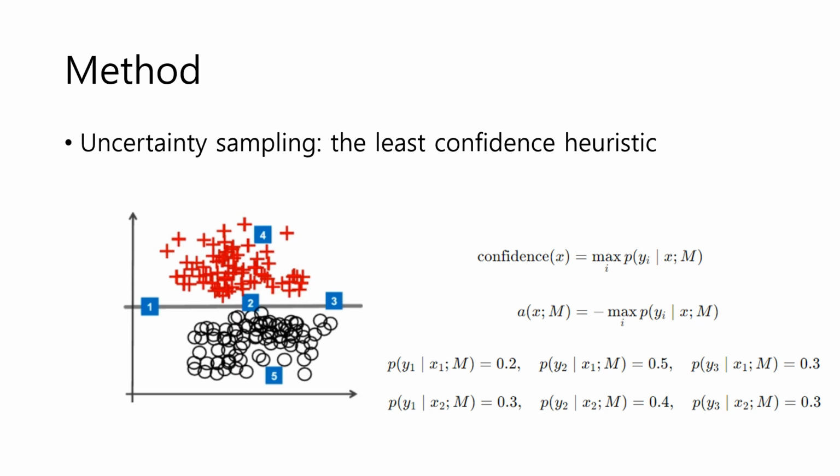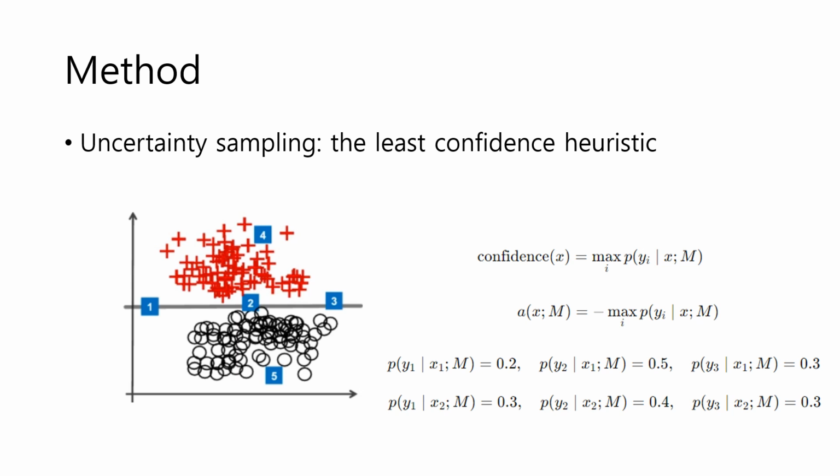And to be more specific, the paper used least confidence sampling. Least confidence sampling is one method in uncertainty sampling. The reason it is called least confidence sampling is because the acquisition function is defined as -1 multiplied by the confidence function of x. In this way, we can measure the uncertainty of given points and select based on this value.